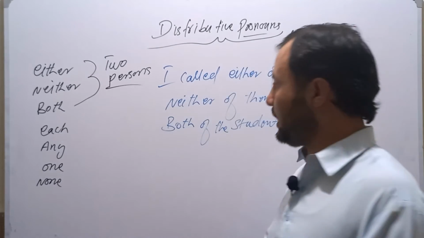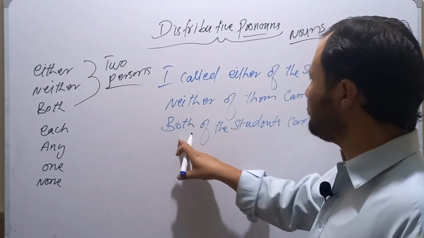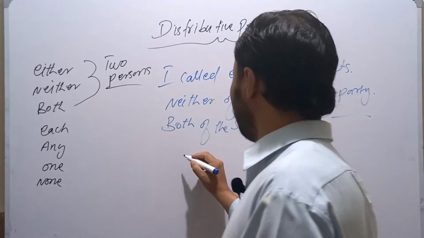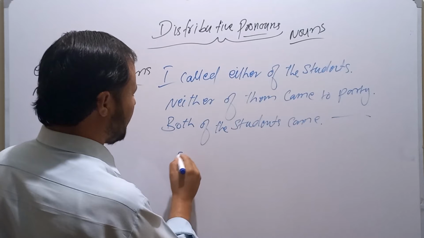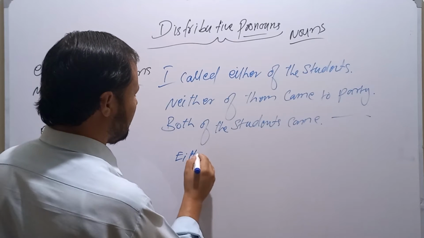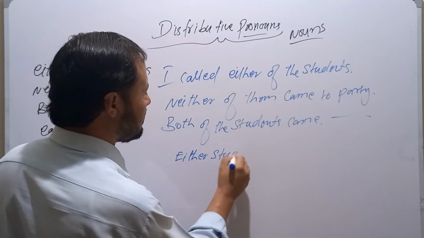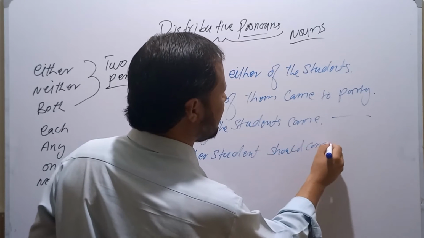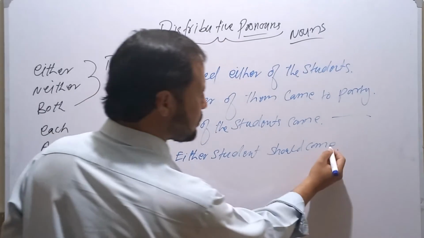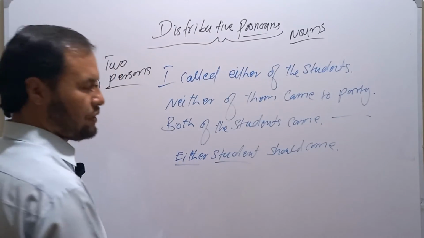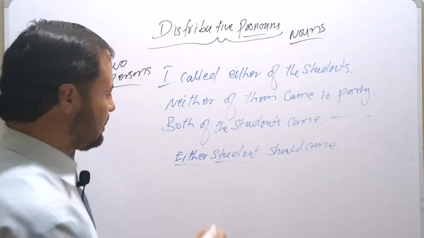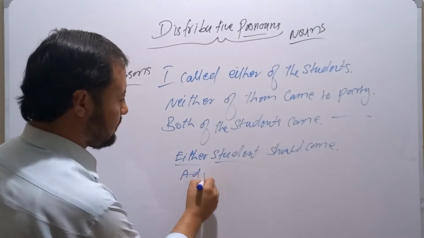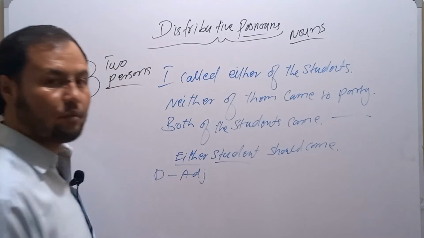Now here is one more thing you have to keep in mind: after neither, both, or either, we should not use any noun. For example, if I say, either student should come. If we use a noun after either, then it is not a distributive pronoun. It is a distributive adjective.